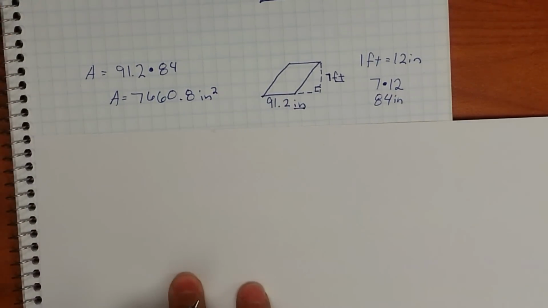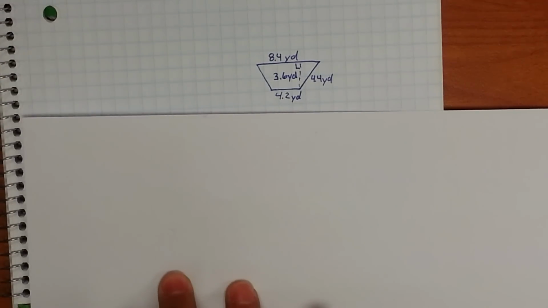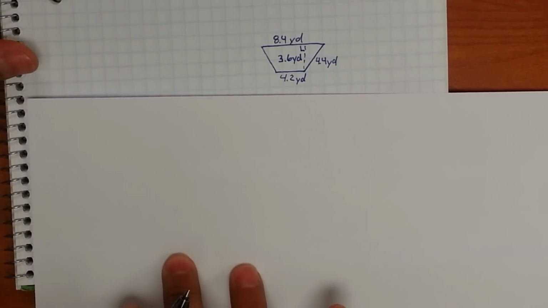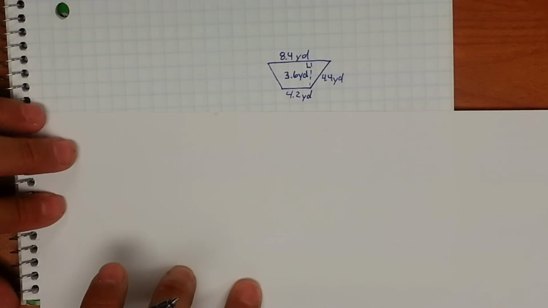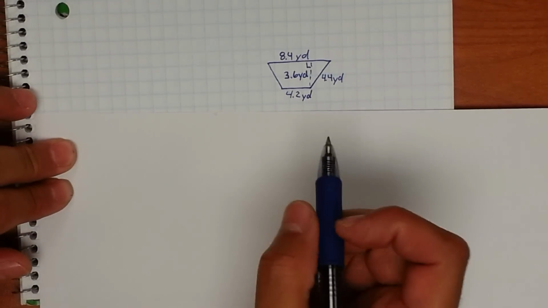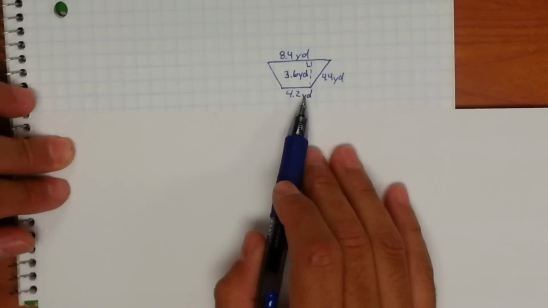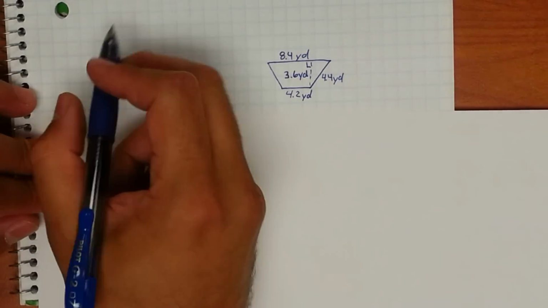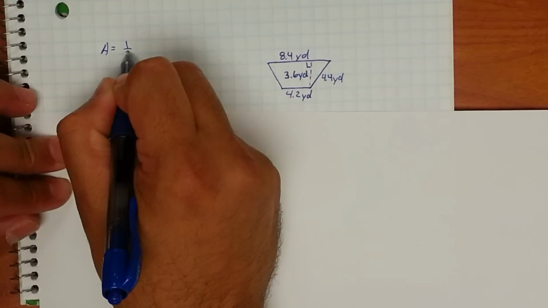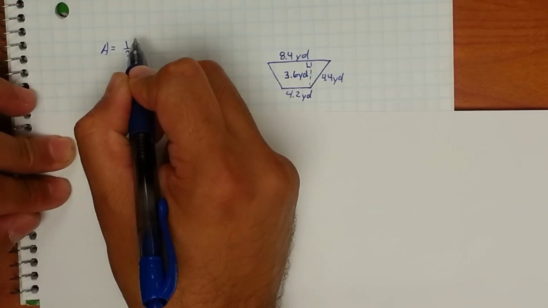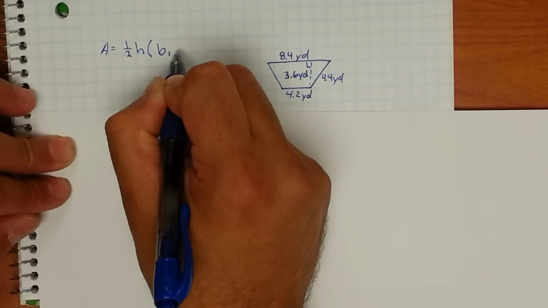Now my third problem, my third example. All right, third example here. So this right here is going to be my trapezoid. On my trapezoid, it's going to be my formula area equals 1/2 height times quantity of B1 plus B2.